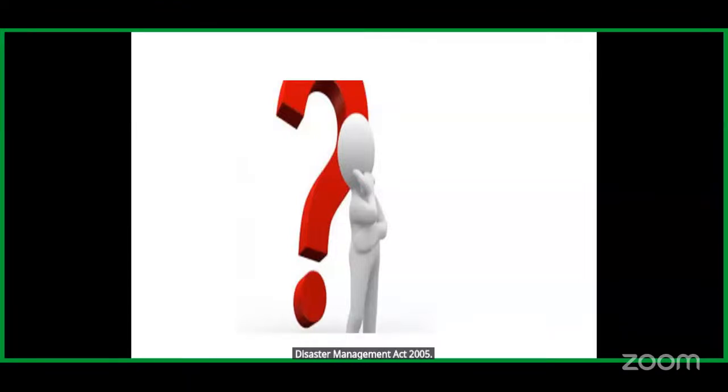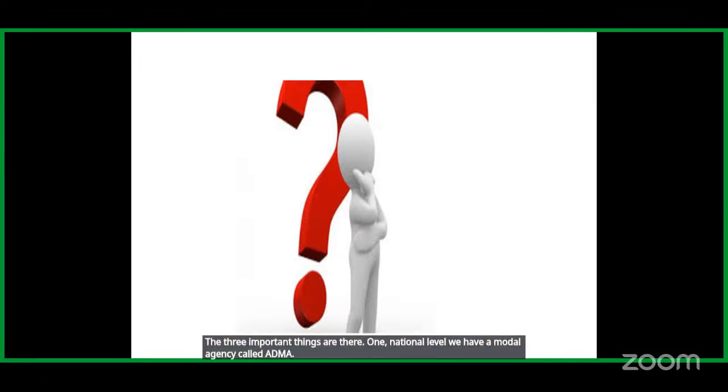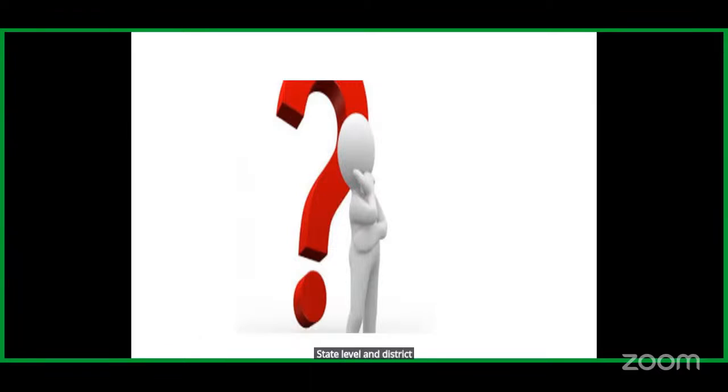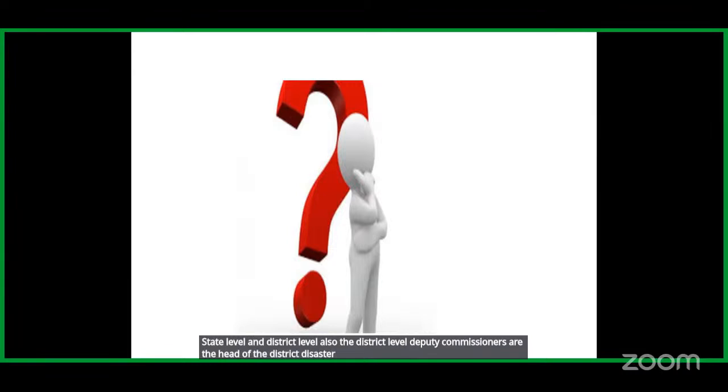The Disaster Management Act was passed in 2005. According to the Act, three important things are there. One, at the national level, we have a nodal agency, and there are state-level and district-level bodies also. At the district level, the deputy commissioner is the head of the District Disaster Management Authority. At the state level, the chief minister heads the State Disaster Management Authority. And at the national level, the prime minister presides over the National Disaster Management Authority.